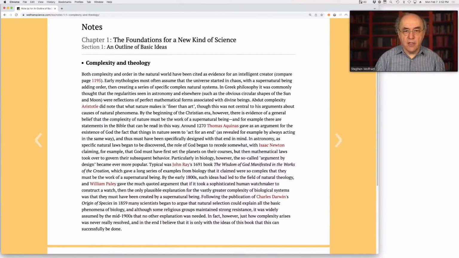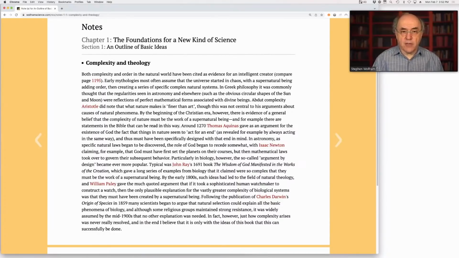I guess I comment here about complexity. Aristotle talked about what nature makes, he said, is finer than art. But he was a big cataloger of natural phenomena. I don't think that particularly affected his discussion of that.